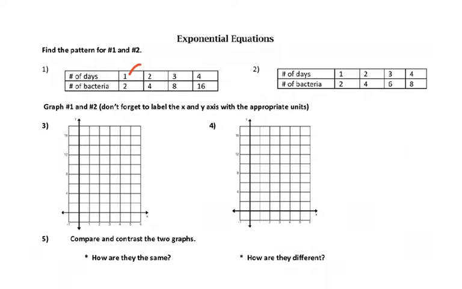Number one, you notice that as the days go on, what's happening to the bacteria? It's adding 2, but that doesn't hold true, so you've got to think of something else. If you say you're multiplying by 2, that's correct. Every time, you're multiplying by 2. So I'm going to say that you're multiplying by 2.